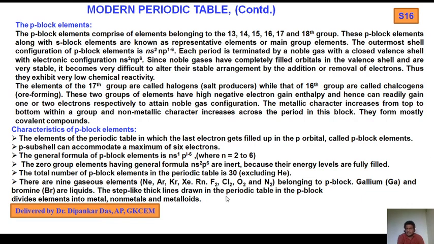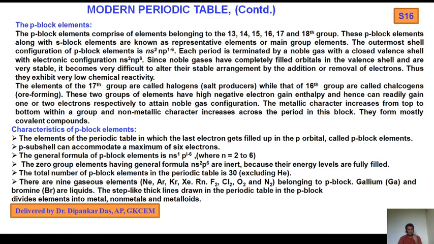The metallic character increases from top to bottom within a group, and non-metallic character increases across the period in this block. They form mostly covalent compounds. So metallic character increases from top to bottom. If you see the modern periodic table, when you move from fluorine to iodine, metallic character increases, but non-metallic character increases across the period in this p block element. So they form covalent compounds.